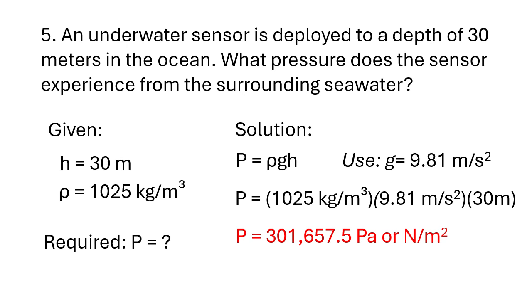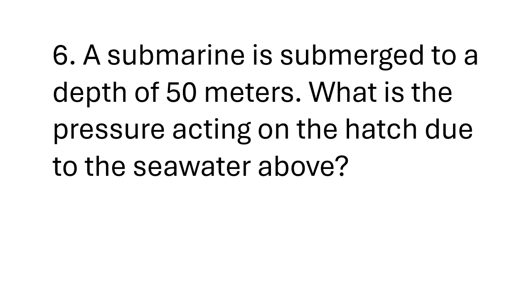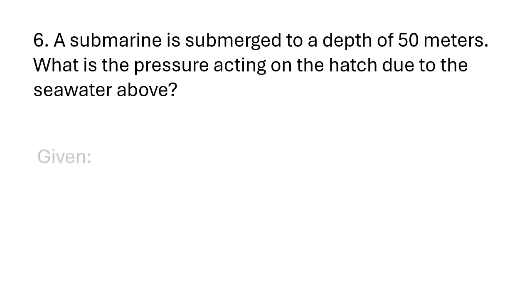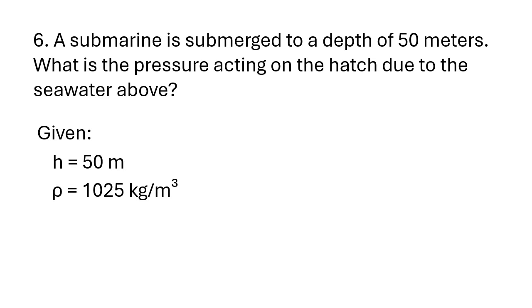So I hope you get how to solve for pressure and the other variables associated with it. Here's a bonus problem. A submarine is submerged to a depth of 50 meters. What is the pressure acting on the hatch due to the seawater above? Let's identify first the given information. We know that height is 50 meters and density of the seawater is 1,025 kilograms per meter cube. We are asked to find the pressure acting on the hatch due to the seawater.